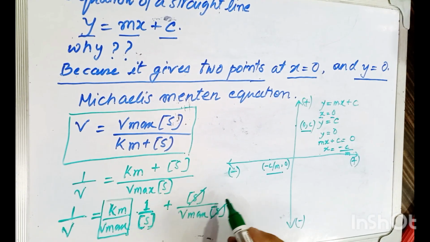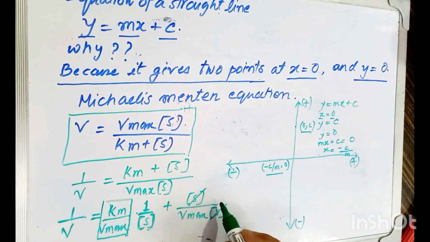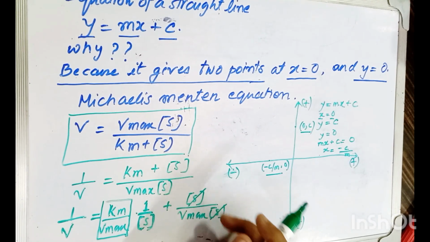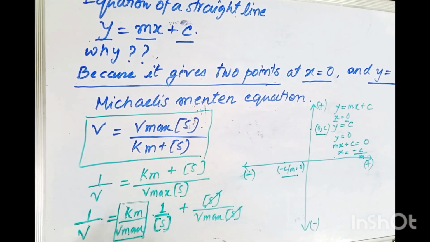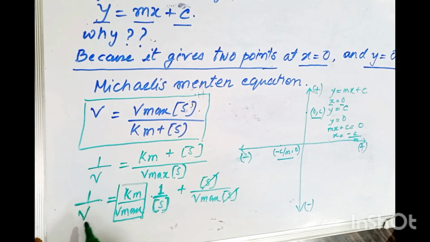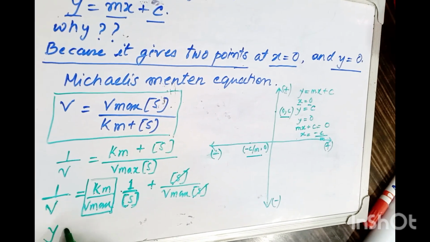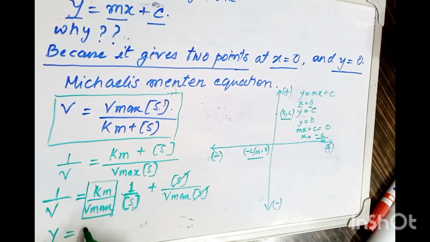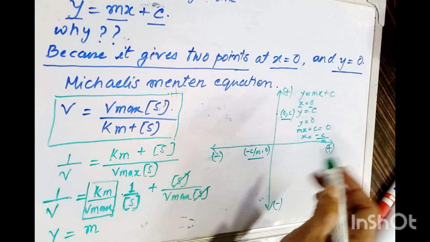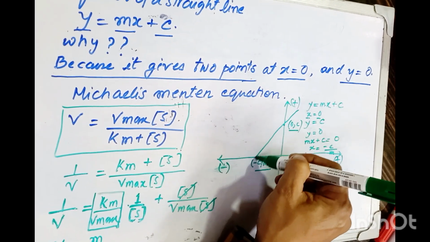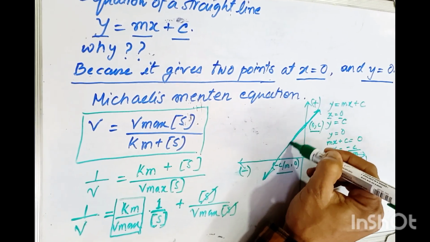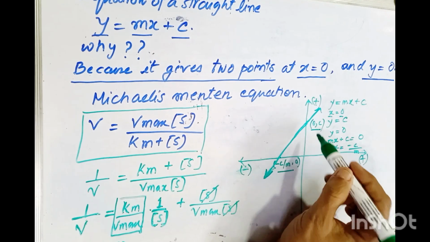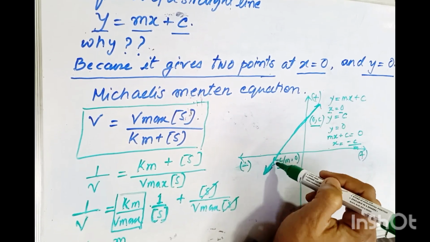And this is 1 by Vmax. It has turned into 1 by Vmax, which is another constant. It follows the equation of a straight line, with 1 by V. We can compare it to y equal to mx plus c, where this part is m, the slope of the line. I have just joined the 2 points and drawn the straight line that I described.